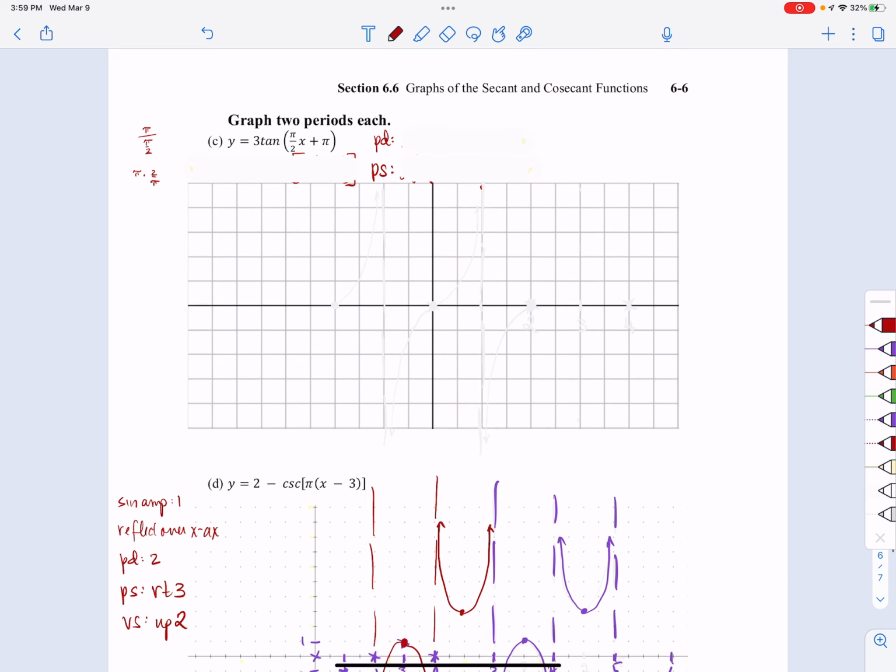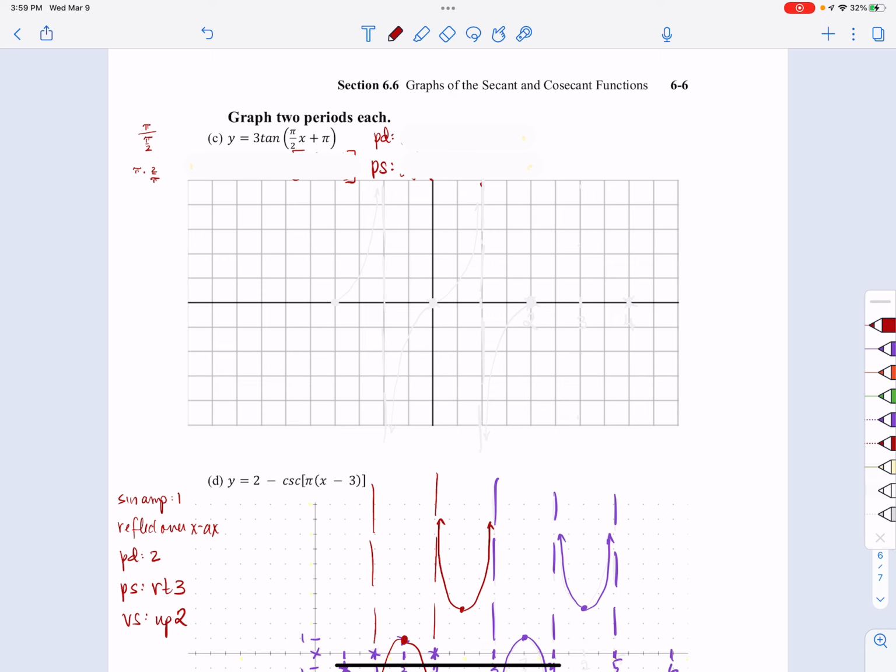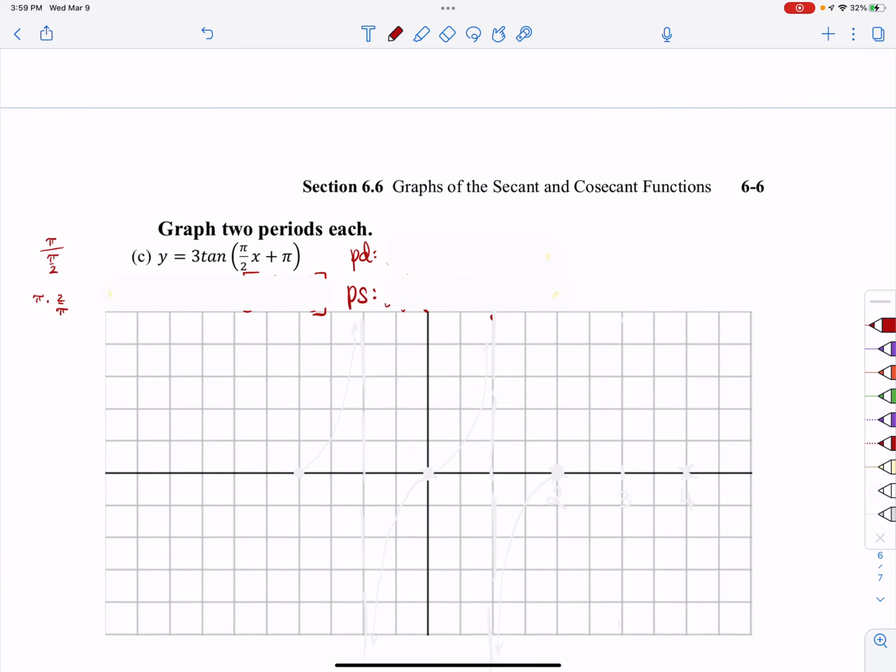All right, last but not least is tangent. Now, if you do not know how to graph tangent and cotangent, what you should do is pause this video and go watch my tangent cotangent graphing video first, and then come back to this. So I'm going to pretend that you understand how to graph tangent. If you do not, then just like I said, go back to that other video.